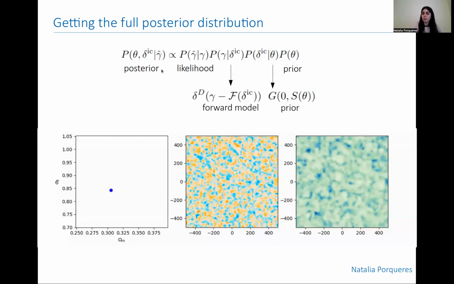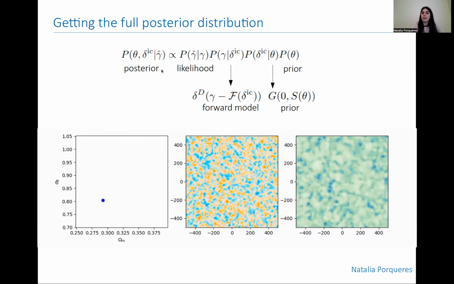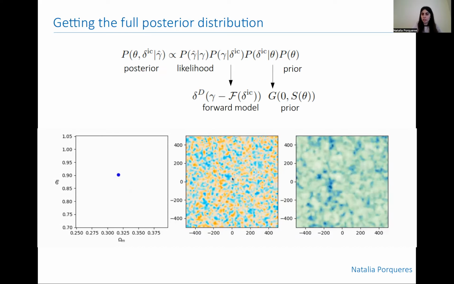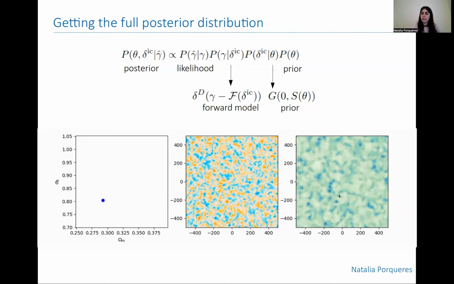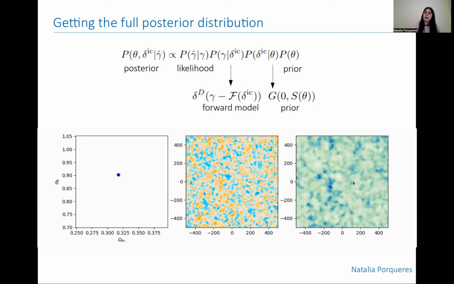Okay, so in practice, we want samples of this posterior distribution. So our results are going to look something like that. This is a movie of the samples that we get from the posterior distribution. You can see here the cosmology changing and also the initial conditions changing. They don't change very much because this is a constrained run, so this is already informed by the data. But they oscillate, and then in this third panel here, you see how changing the cosmology and the initial conditions affects the dark matter distribution. So it moves the structures around and it changes the amplitude of the structures.